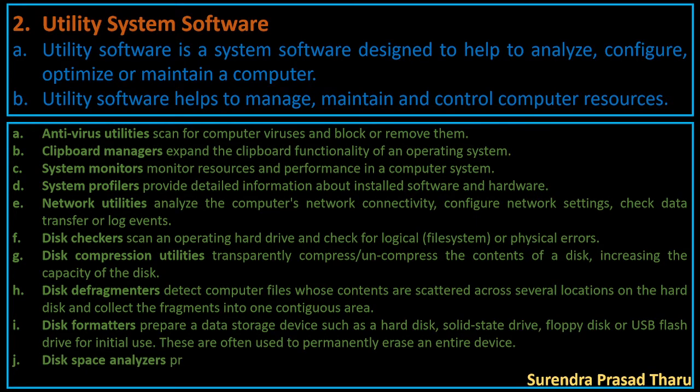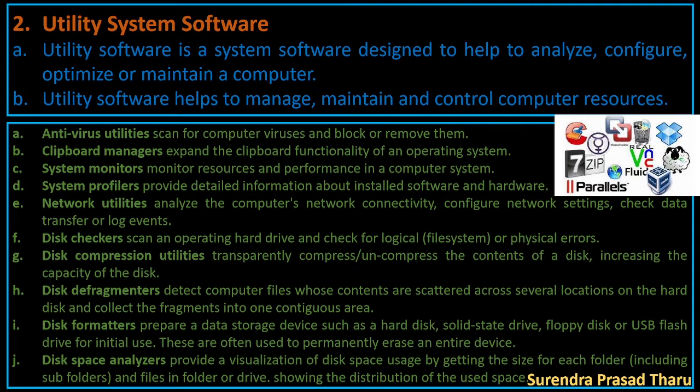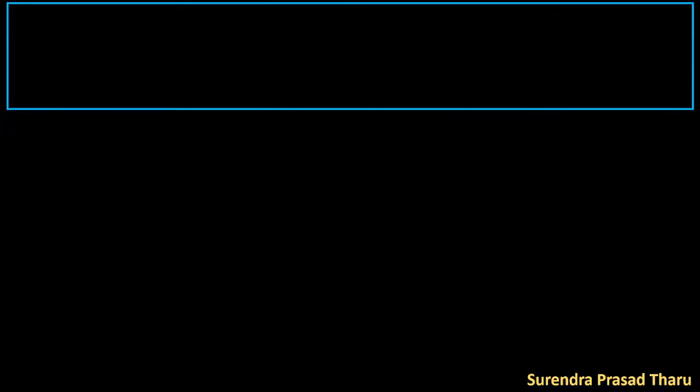All these different types of utility system software we can find separately, and they also come joined with some system software and other software. So these are the different types of utility system software. They are designed to work with the operating system.